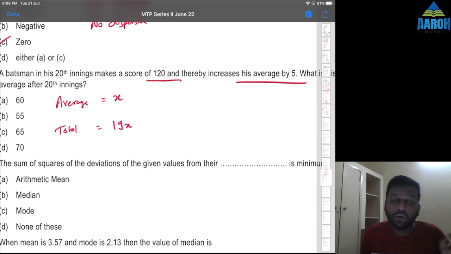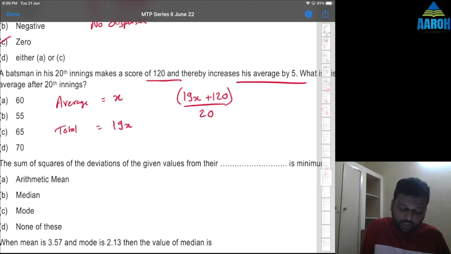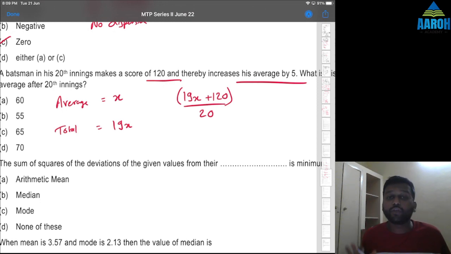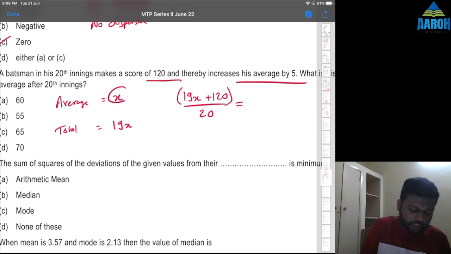That was the original total. Now what is happening? Concentrate carefully. 19X was the original total. Now he makes a score of 120, so we add 120. And now his new average will be this divided by 20, because now this is the total of 20 innings. Because of this, his average has increased by 5. What was his average? X. So X has increased by 5, X plus 5. That's it, we can solve this.